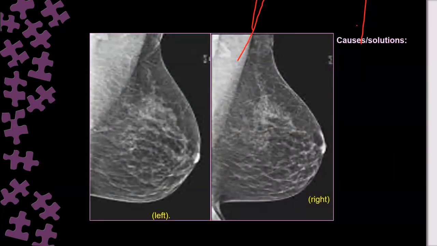Regarding this image, what do you think? This is the same patient. They repeated the image. Which one is first, which one is second? The first is the left because the inframammary fold is not appearing. Regarding the pectoralis hint, which one is first? Right.